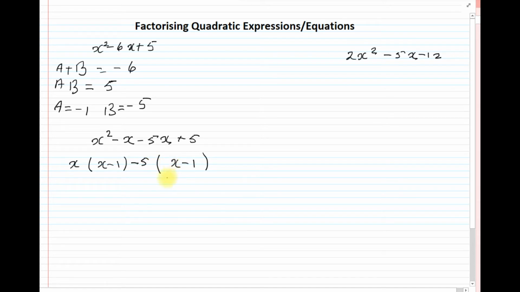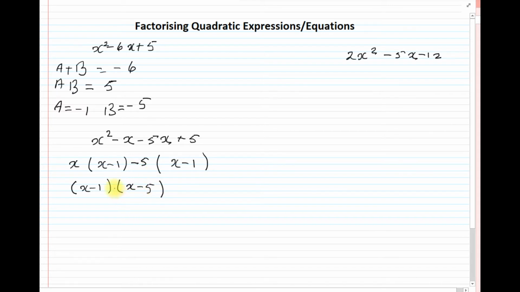Okay, now I have the same bracket, x minus 1, on both ends of this equation, for want of a better word. So I can factorize an x minus 1 here. From the first expression we are left with x, and then here I'm left with x minus 5. So x squared minus 6x plus 5 factorizes to x minus 1 times x minus 5.